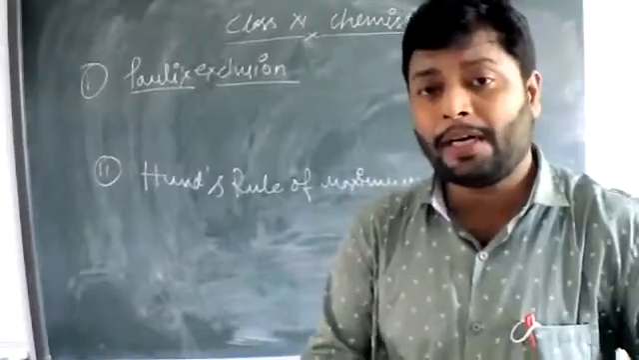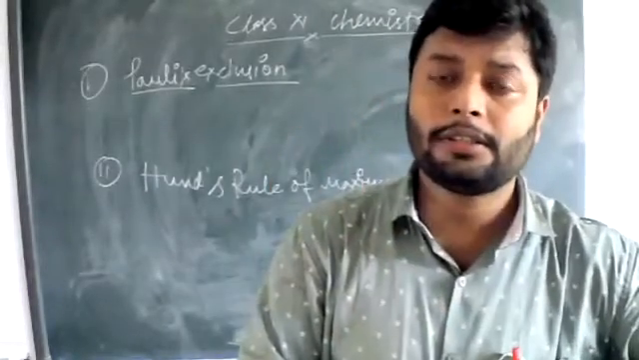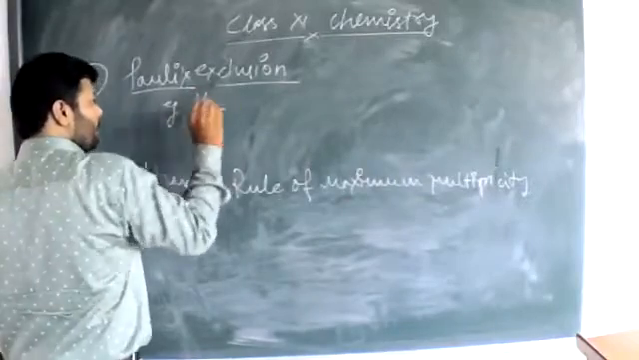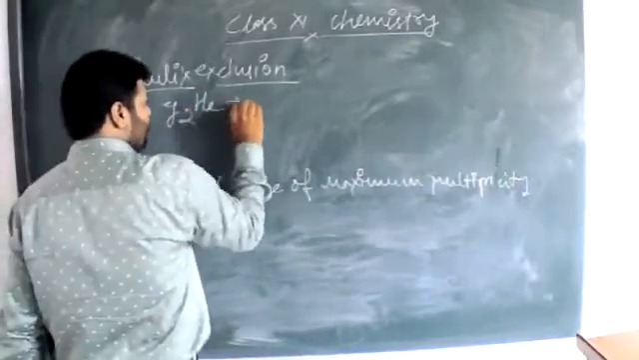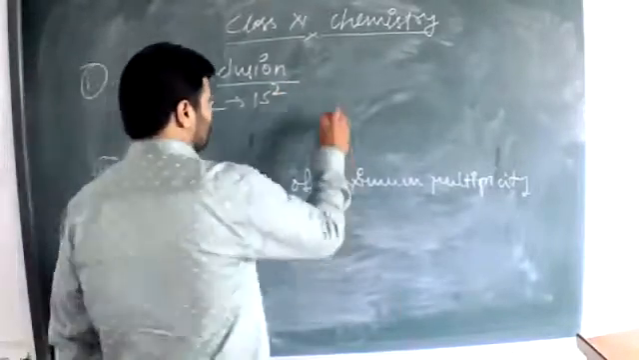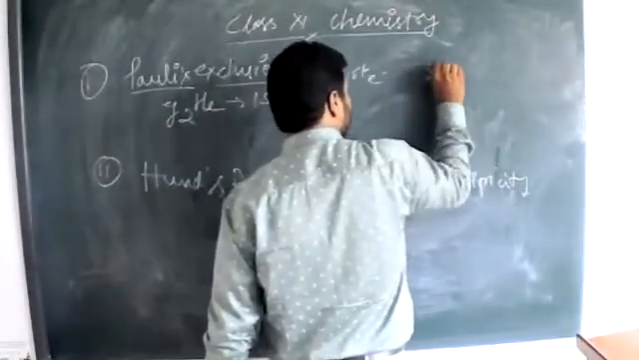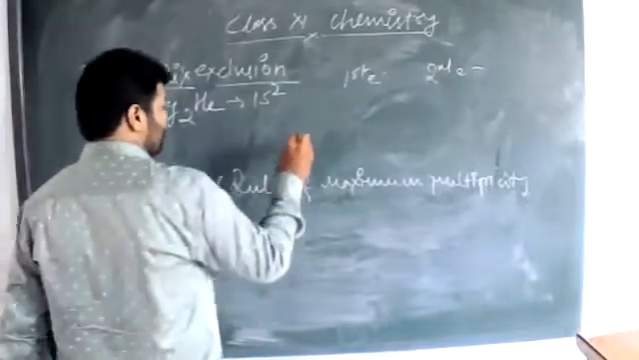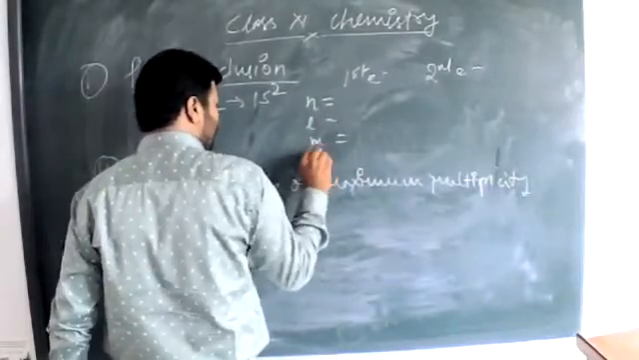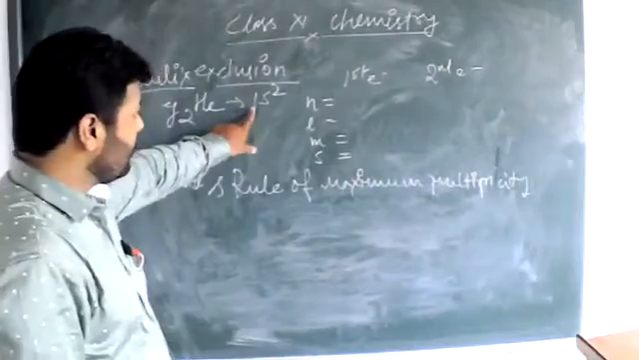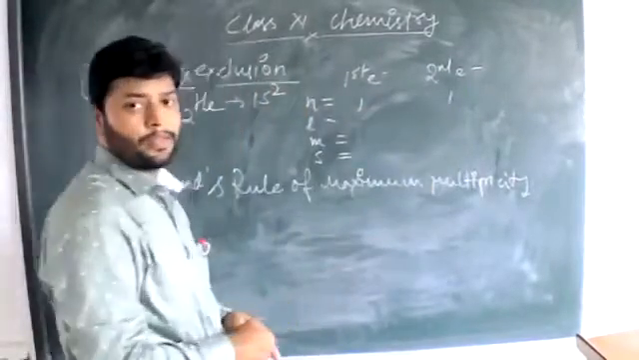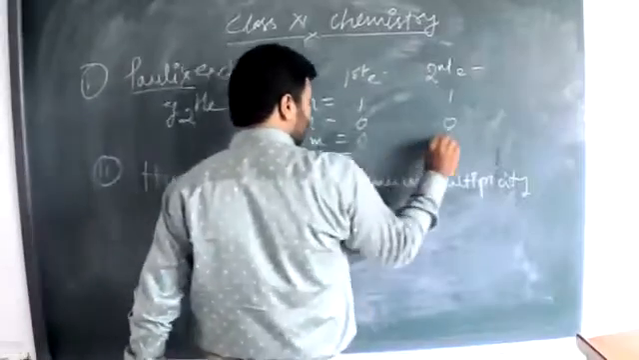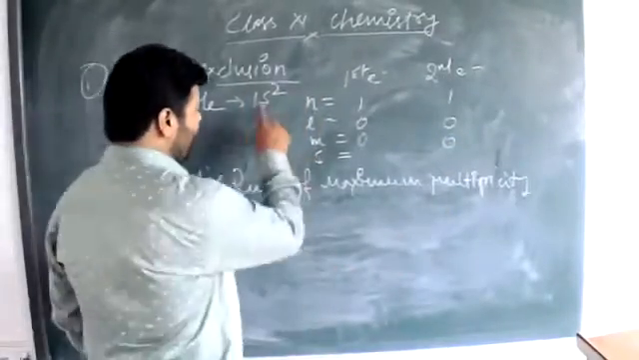For that, I'm going to compare any two electrons from any atom. For example, suppose I'm taking helium, atomic number 2. Its electronic configuration is 1s2. So we will find out the quantum numbers for the first electron and the second electron. The value of n is 1, that is the first shell. That is the s subshell, so l will be 0. For l equal to 0, m will also be 0. But the value of s will be plus half for the first electron.